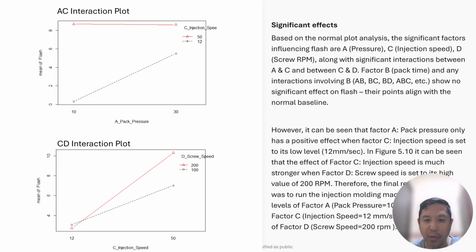So if we plot flash versus pressure for two cases, one at low speed and one at high speed, we see a huge gap around this area. Okay, and CD, this is also a positive interaction. It means the positive effect of injection speed on flash is amplified when the screw RPM is high.